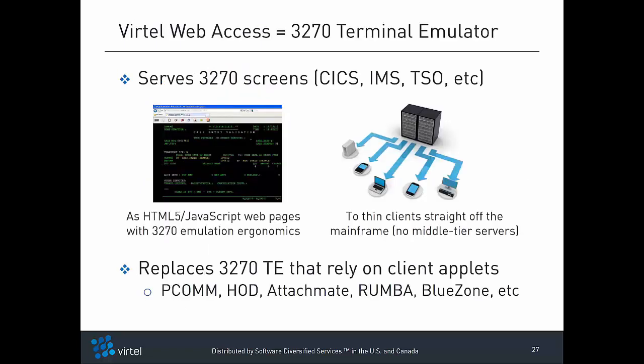Virtel Web Access serves 3270 screens, such as those of CICS, IMS, and TSO, as HTML5 JavaScript web pages with 3270 terminal emulation ergonomics to thin clients straight off the mainframe without a middle tier server. Virtel Web Access is typically licensed as a replacement for client-based 3270 terminal emulators.